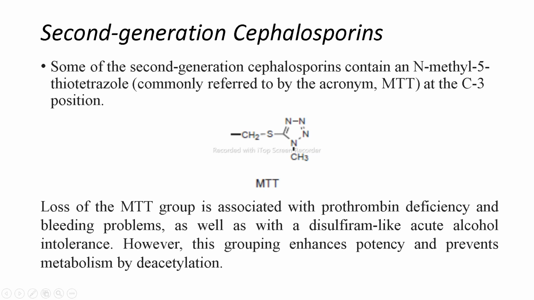So the loss of the MTT group is associated with prothrombin deficiency and bleeding problems. So if this MTT group leaves from the cephalosporin structure, then it is associated with prothrombin deficiency and causes bleeding problems, as well as disulfiram-like acute alcohol intolerance. However, the presence of this MTT group enhances the potency of the drug, and it also prevents the metabolism of that particular cephalosporin structure by deacetylation reaction.